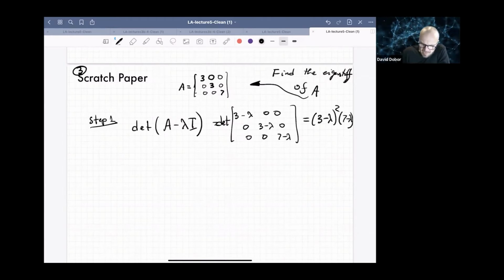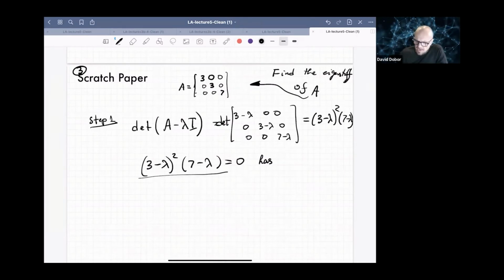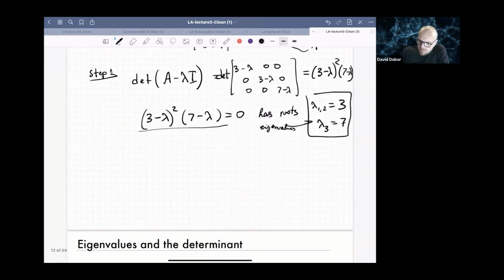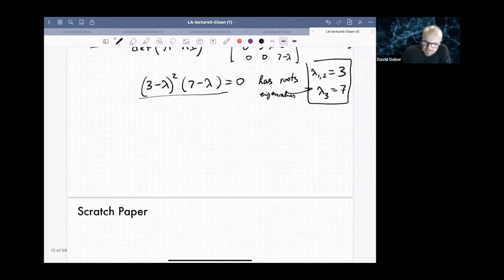Is this any different from what we had last time? Do I have different roots? This is the characteristic equation now, solving for the roots to find the eigenvalues. Same thing, same story. 2 repeated roots, both equal to 3, and the third root equal to 7. So these are the eigenvalues. Found them, just as before. Eigenvalues. Nothing new. Now, step 2 is to find eigenvectors.